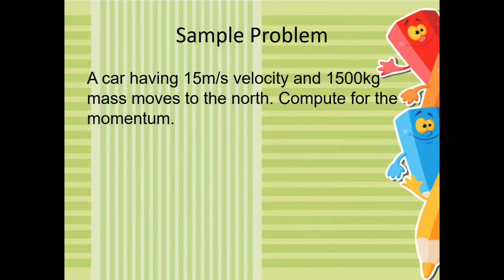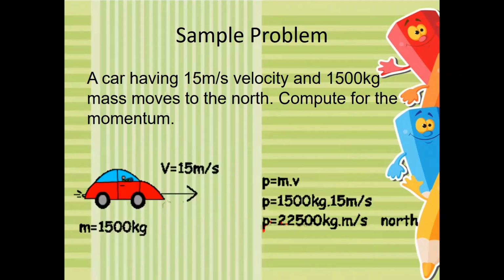A car having 15 meter per second velocity and 1,500 kilogram mass moves to the north. Compute for the momentum. Given, you have a mass of 1,500 kilogram, a velocity of 15 meter per second. So formula, P equals mass times velocity. So let's substitute mass of 1,500 kilogram times 15 meter per second, giving you a momentum of 22,500 kilogram meter per second north. Can you still follow? Let's have the last one.